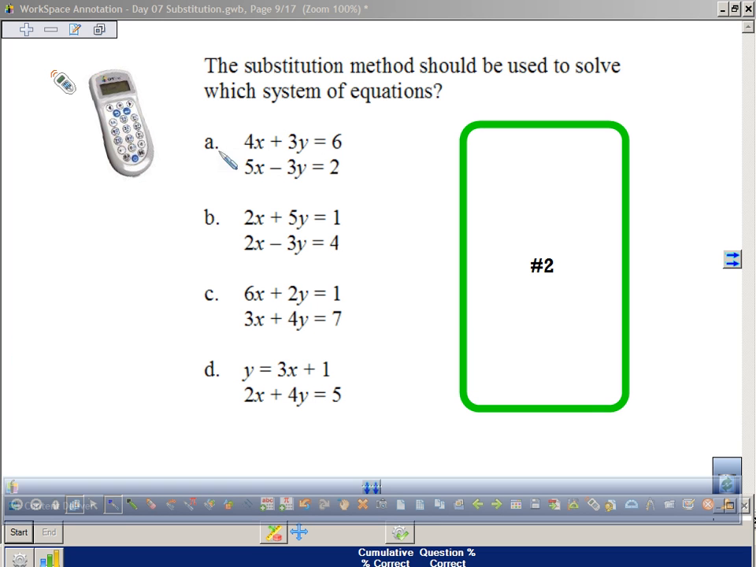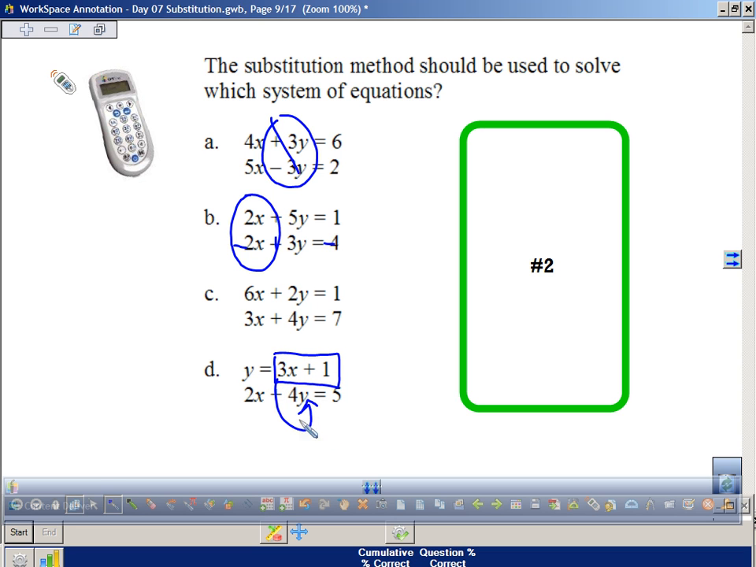What would you use for this one? Elimination with addition. What would you use with this one? I would use elimination with addition, but we have to change all these signs to opposites, right? How about this one? Elimination with multiplication. You could multiply by 2, -2, or -3. So D is the only one that would be a really good fit for substitution, because you could substitute this in for y right there.